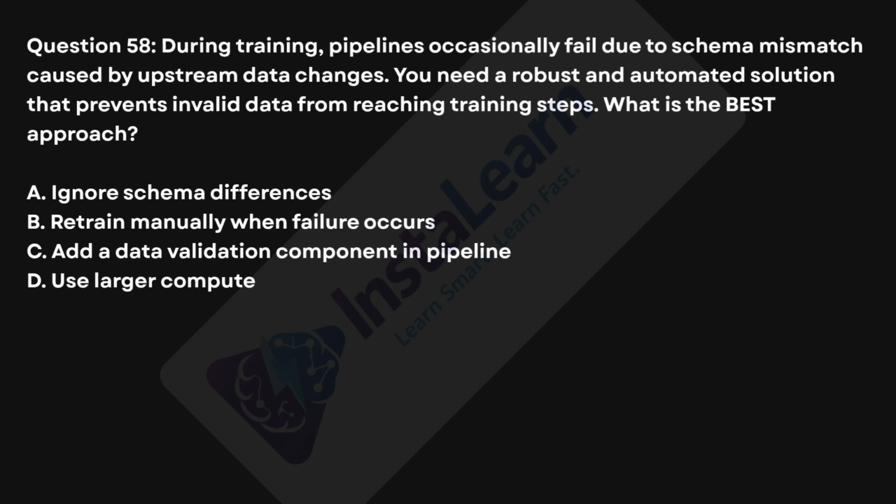Question 58. During training, pipelines occasionally fail due to schema mismatch caused by upstream data changes. You need a robust and automated solution that prevents invalid data from reaching training steps. What is the best approach? A. Ignore schema differences. B. Retrain manually when failure occurs. C. Add a data validation component in pipeline. D. Use larger compute.